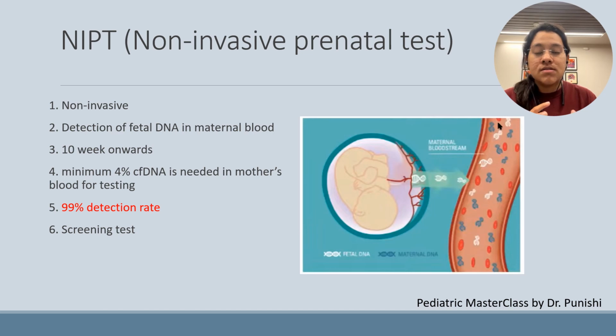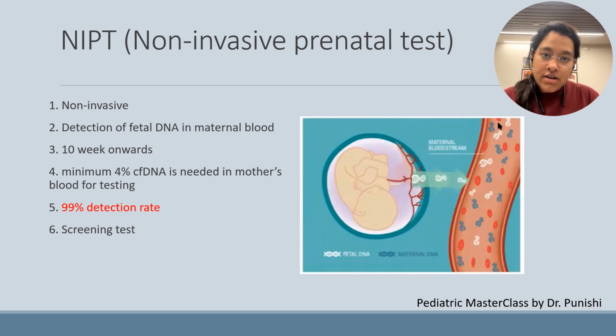What happens when there's some amount of placental trophoblast apoptosis? There is some amount of fetal blood which enters the maternal blood, and that fetal DNA is what we're trying to identify from the maternal serum and then test it. If you look at this diagram here, the white basically is the fetal DNA and the blue is the maternal DNA. So in the mother's bloodstream, we do have some amount of fetal DNA, and that's what we're trying to isolate and then test for in the NIPT screening test.